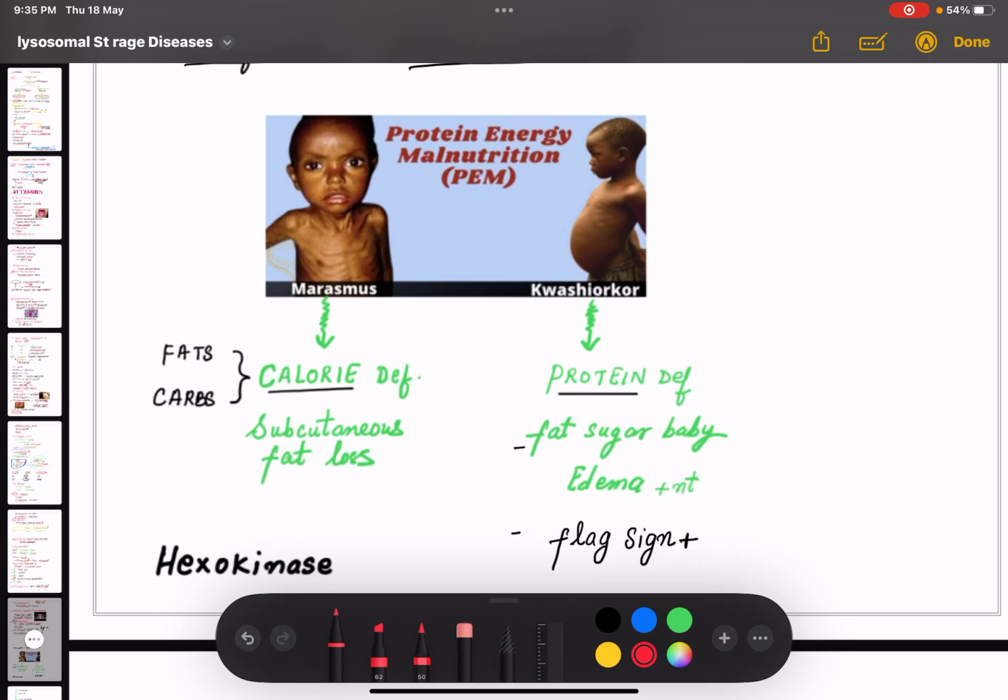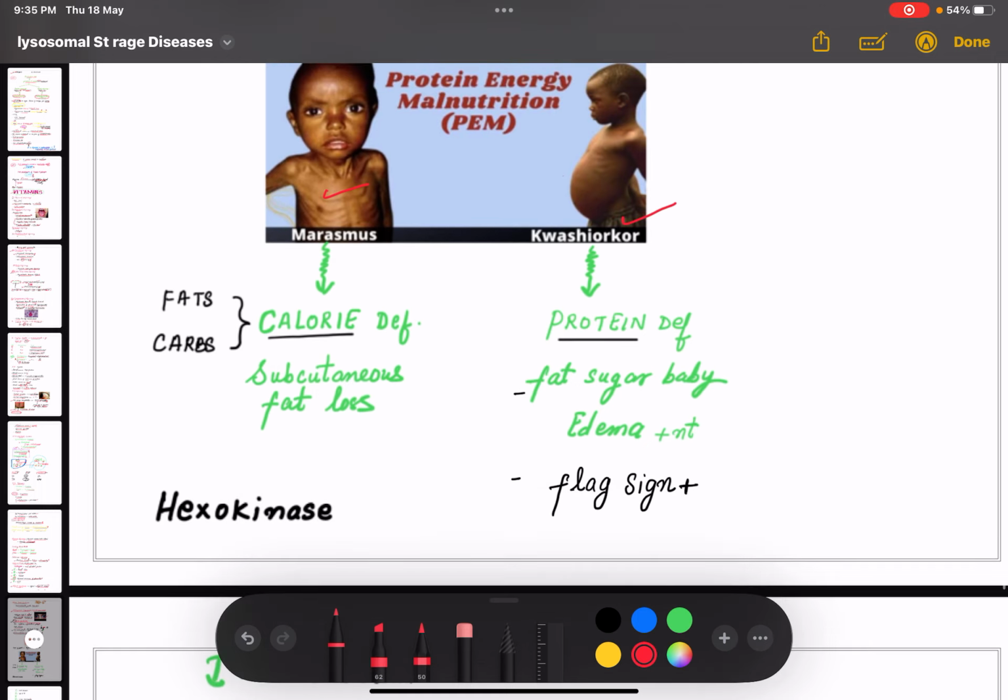Now let's see another topic, protein energy malnutrition. This is the patient of marasmus. This is the patient of Kwashiorkor. See, guys, I'm going to make it very simple for you. Kwashiorkor is a protein deficiency, and marasmus is a calorie deficiency. Kwashiorkor is protein deficiency and marasmus is calorie deficiency.